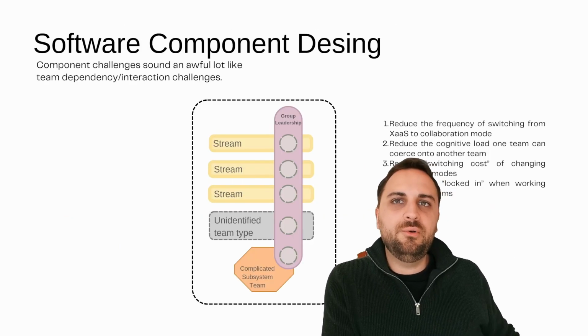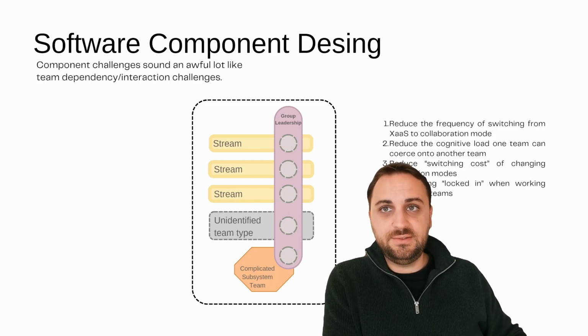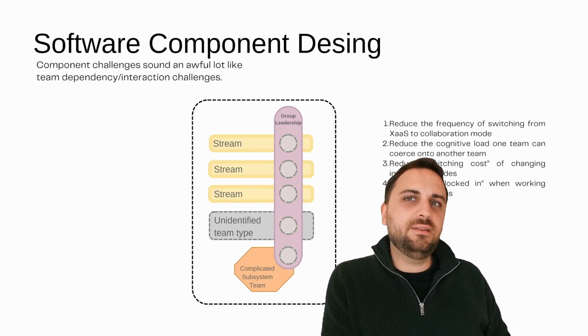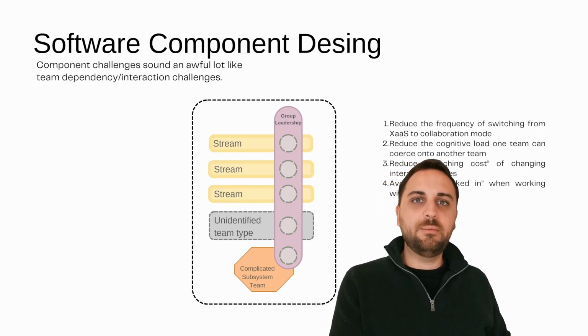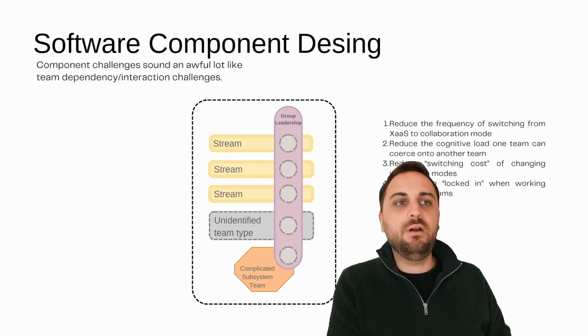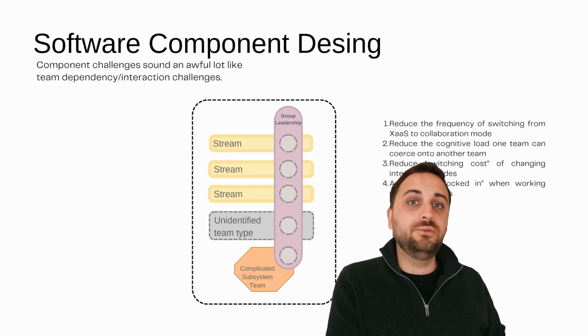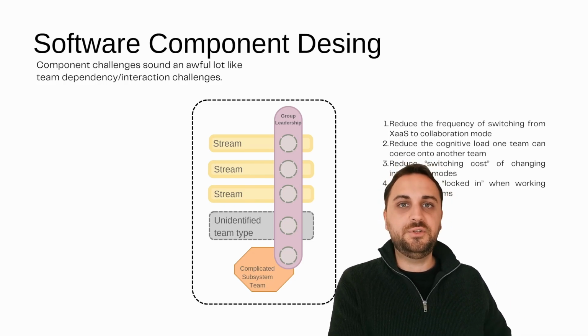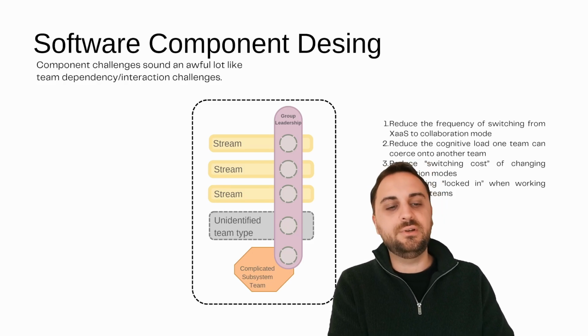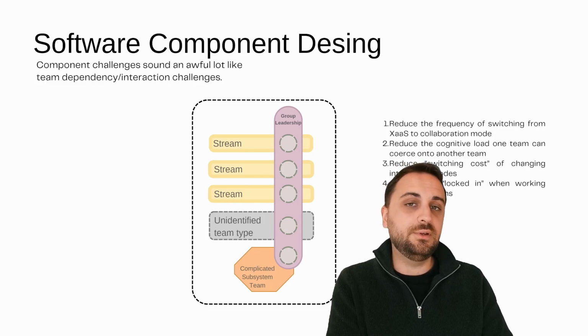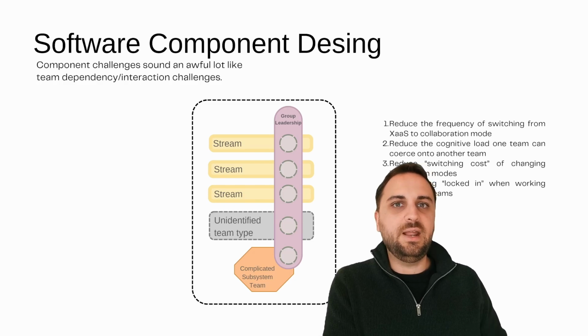So if we look at software component design and again, put it through that reverse Conway lens and say, what does this look like for teams? You can see that it looks an awful lot like team dependency and interaction challenges, where we reduce the frequency of switching from X as a service, you're just consuming something as a team API, to collaboration mode where we're trying to change something. And we reduce the cognitive load one team can coerce on to another team. And we reduce the switching cost of changing between X as a service and collaboration and back to X as a service, because you should not stay in collaboration for long. If you do, something's wrong. And we avoid being locked in when working with other teams because we can get ahead of those problems here.